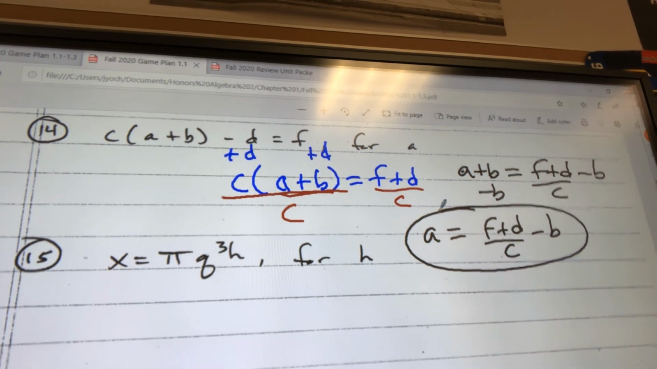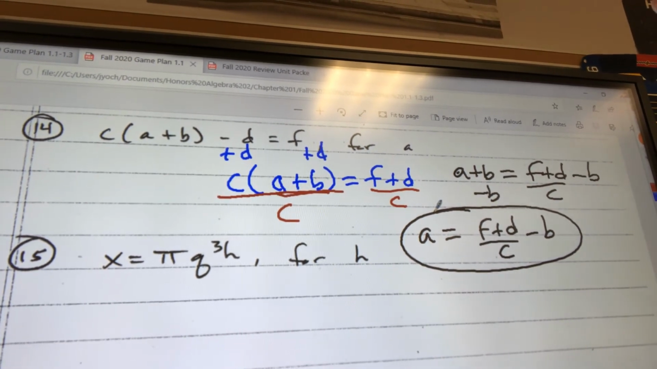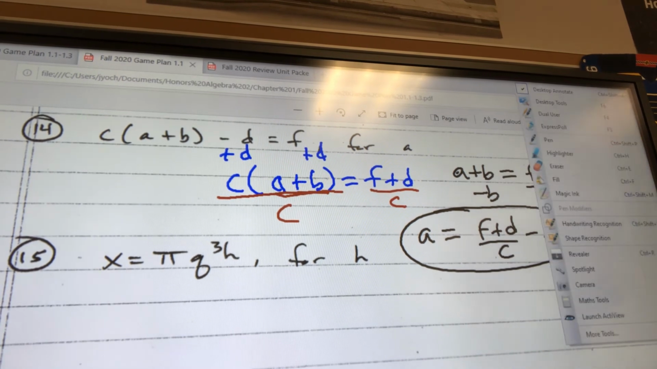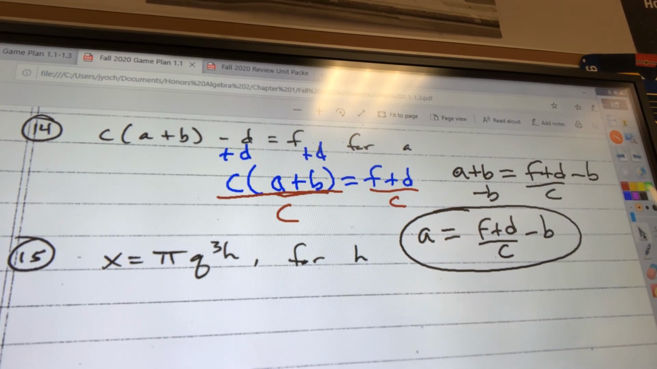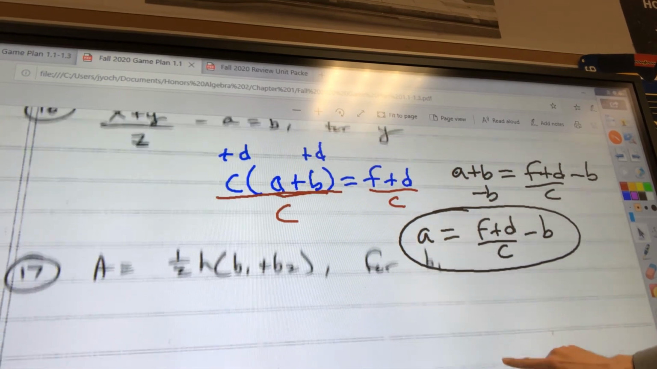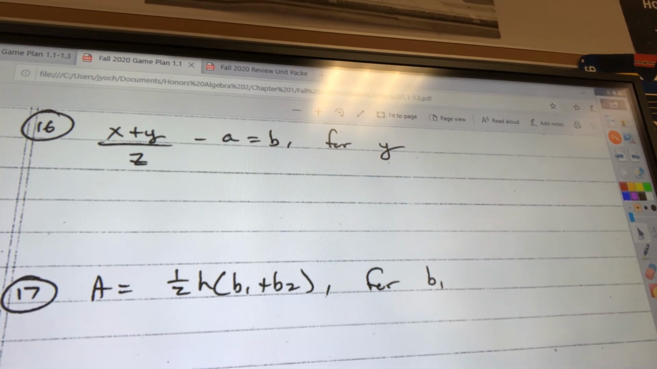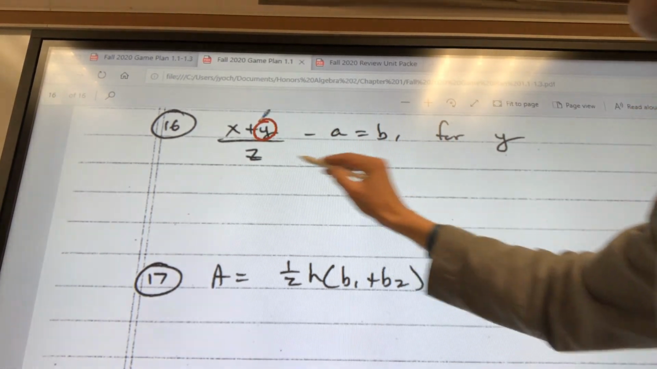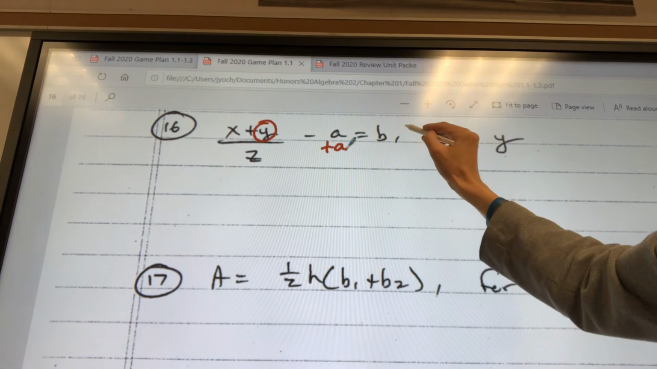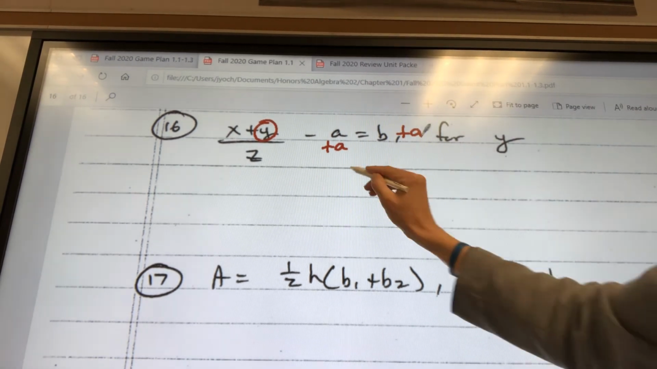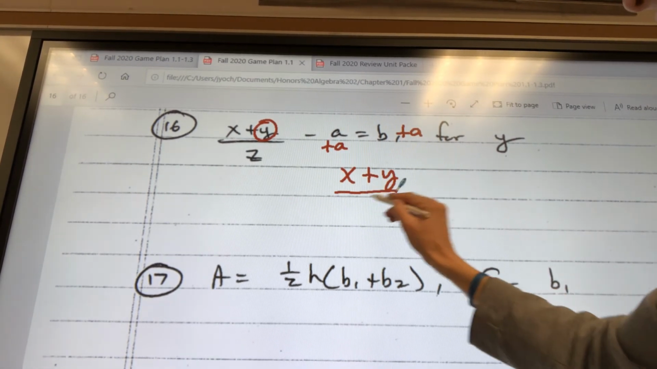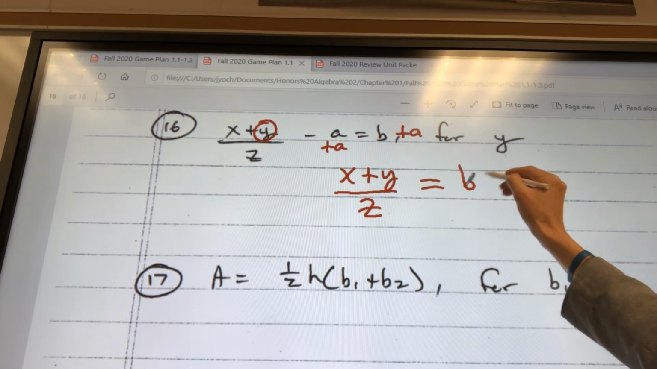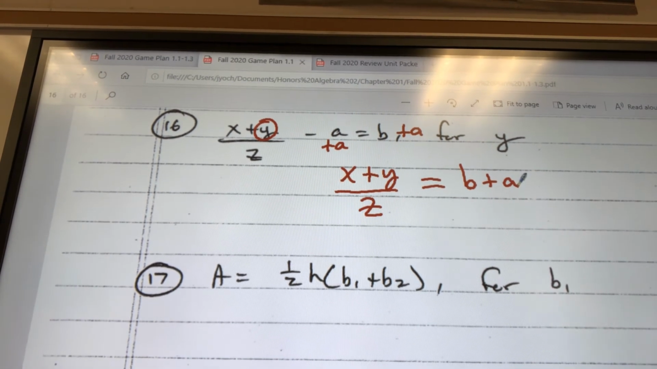We got two more in 16 and 17. All right, 16 and 17. 17 looks familiar. On 16 here, what are we solving for? We're solving for y. So again, there's y. I need to free up y by first adding, move that a away. So x plus y divided by z is equal to b plus a. We'll take that on our report card.